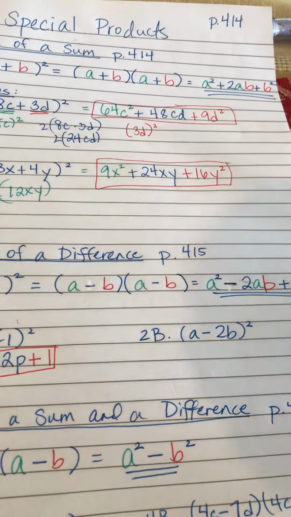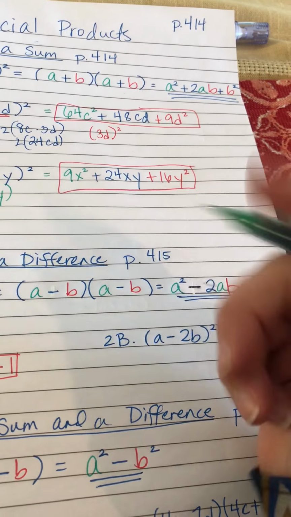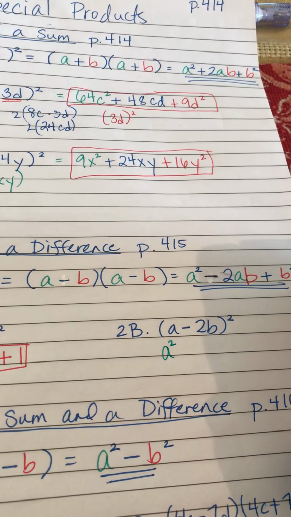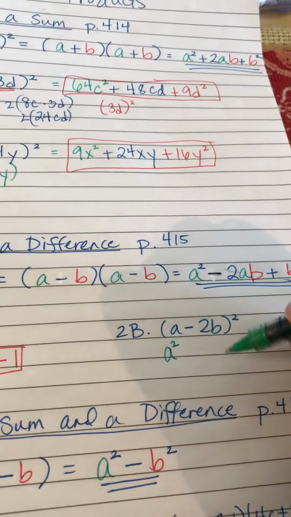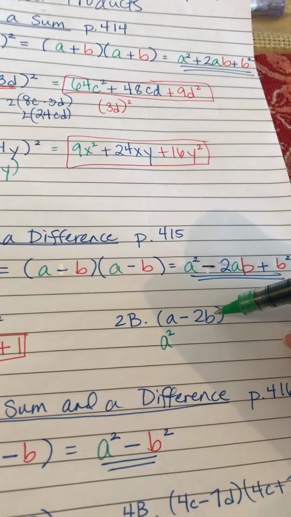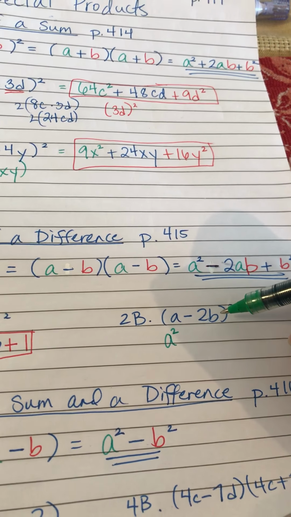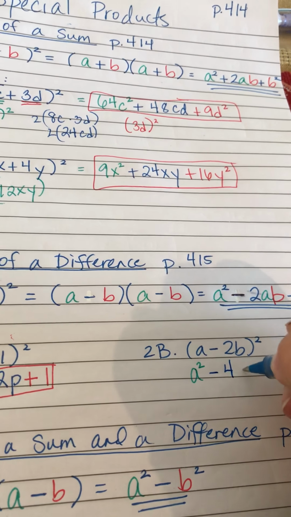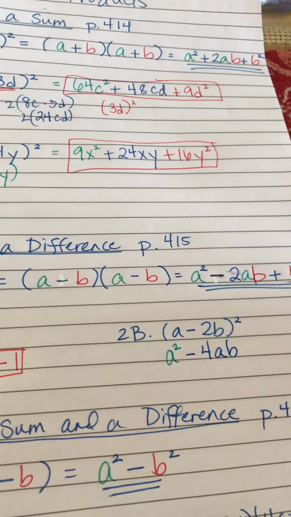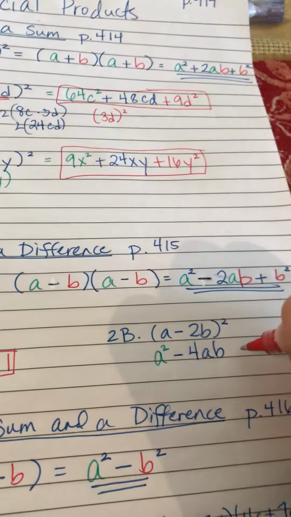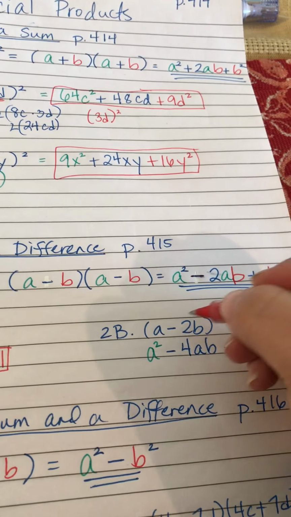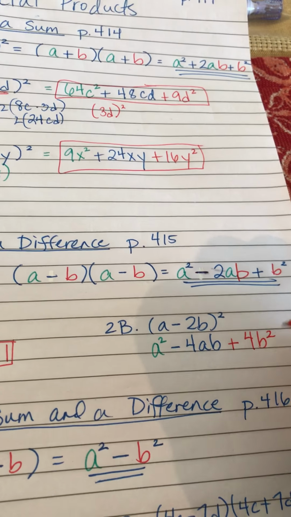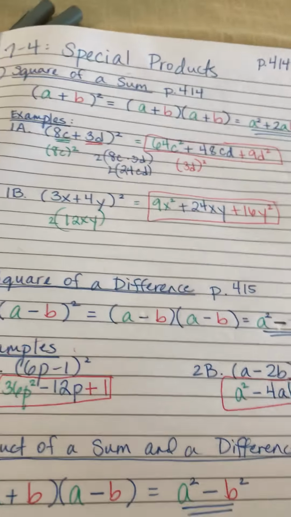And the same thing on the second one. A squared is your first term because you're squaring this first term. A squared is a squared. Then you have a multiplied by 2b which gives you 2ab, multiplied by 2, so 4ab. Make sure you put the minus, and then the last term will be positive, and you're squaring 2b, so 4b squared. And that's our final answer for that one.